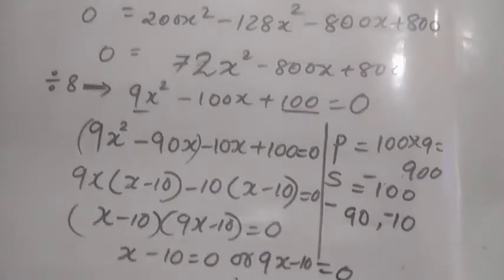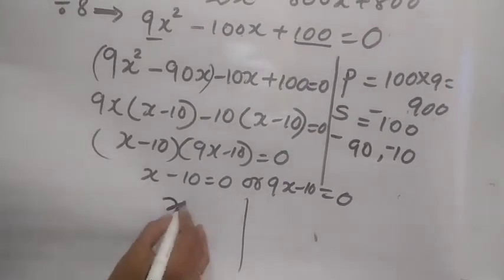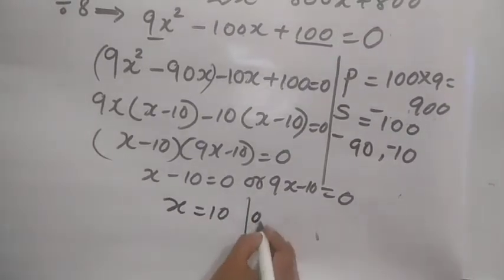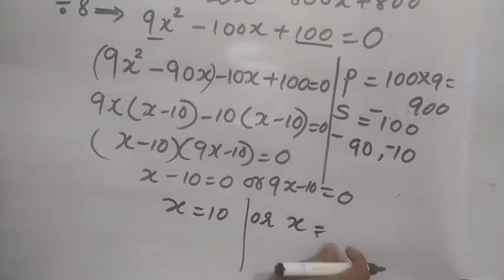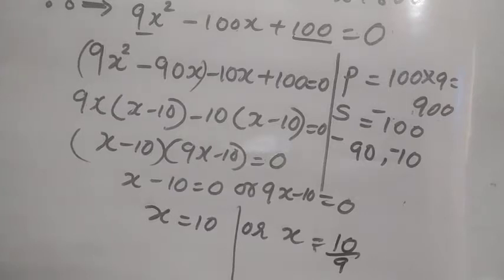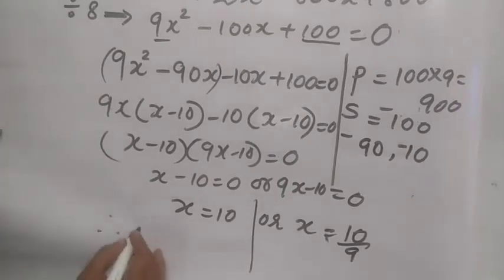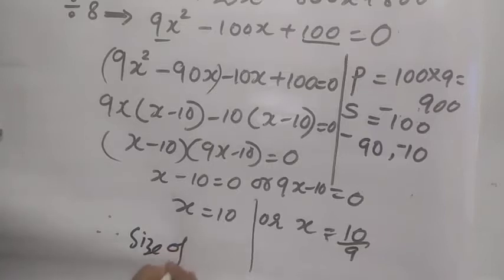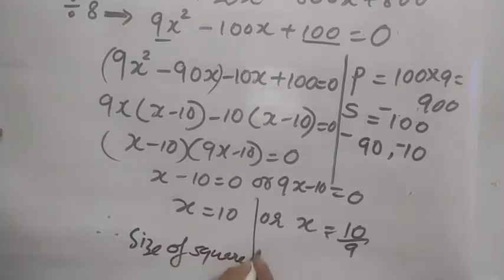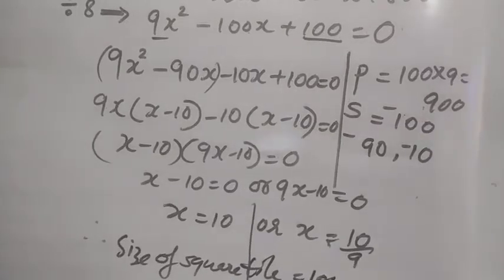We will get two values, x equal to 10 or 9x equal to 10, x equal to 10 by 9. So we can take here the size of the square tile as 10 centimeter. Size of square tile is 10 centimeter. Okay.